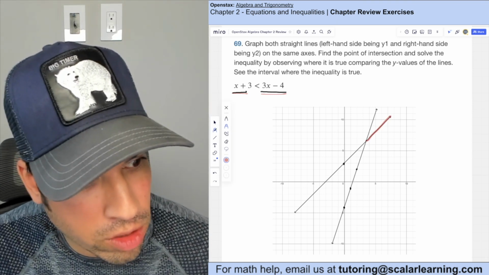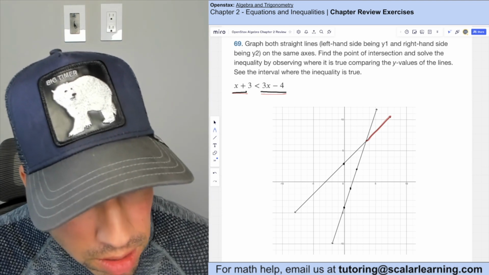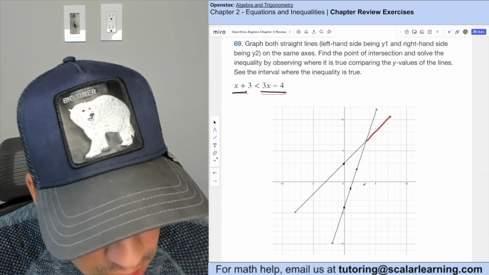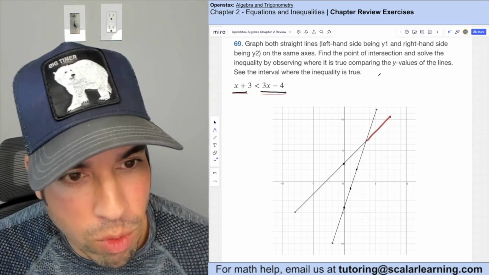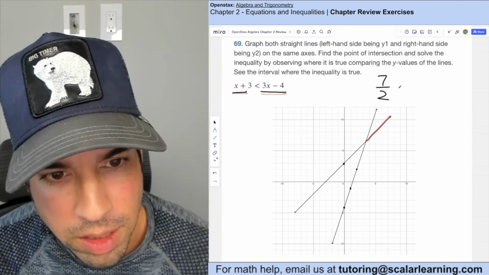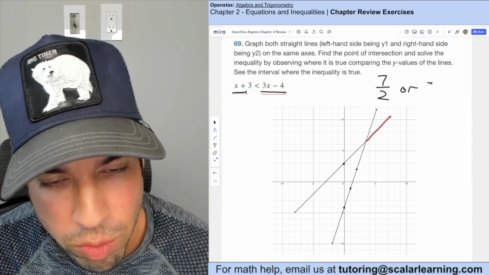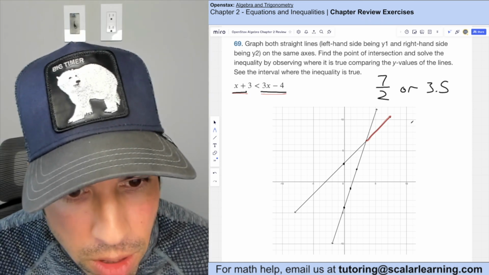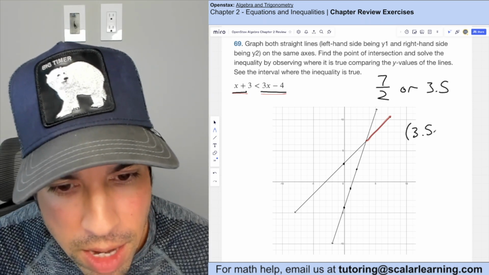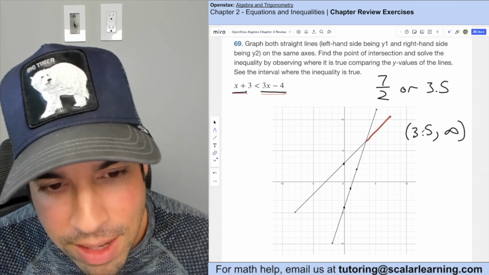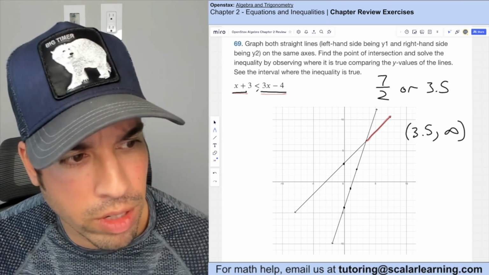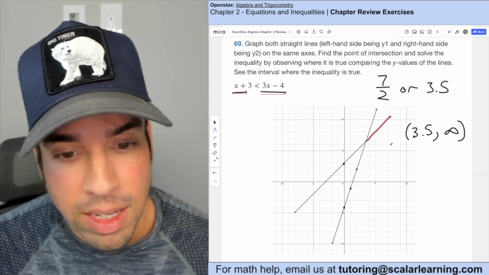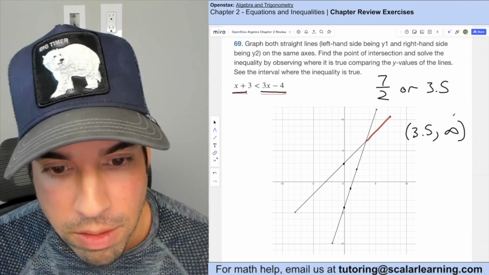It's not a nice intersection point, but it looks like that's where x equals 3.5 or 7/2. So we could say 7/2 or 3.5, and in interval notation, it's everywhere from 3.5 up to infinity, not including 3.5, because it didn't say less than or equal to, it says less than. It's less than from 3.5 on forward.